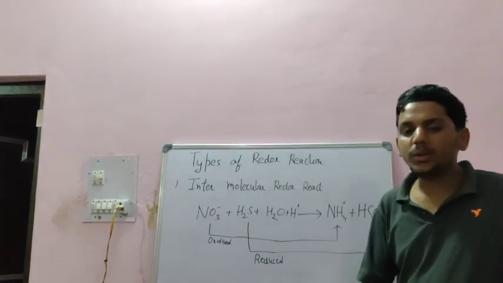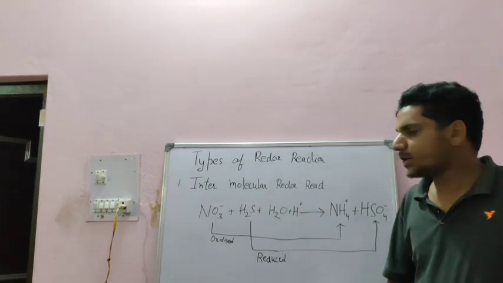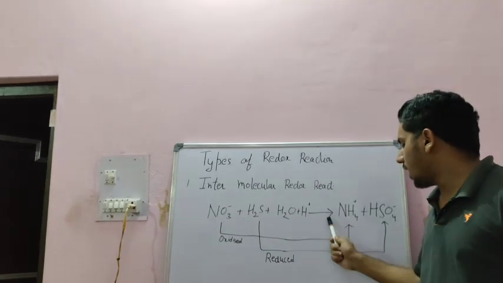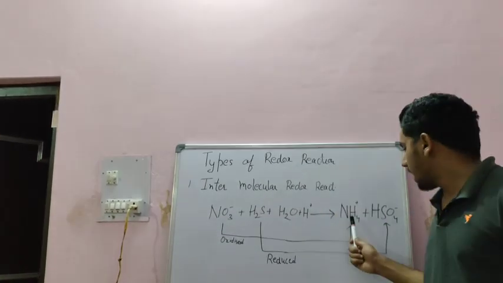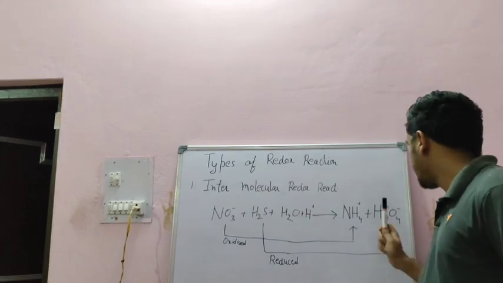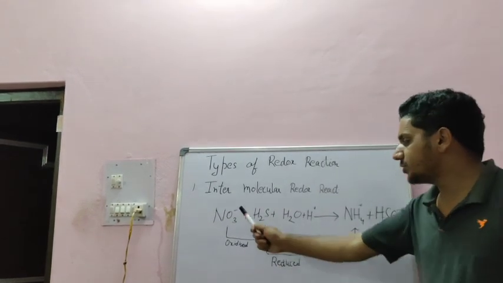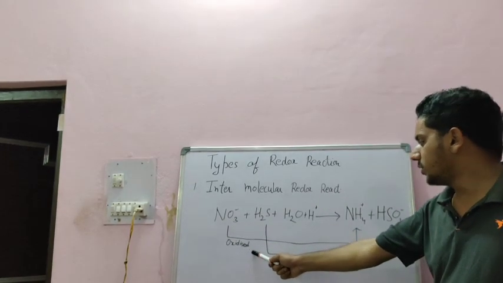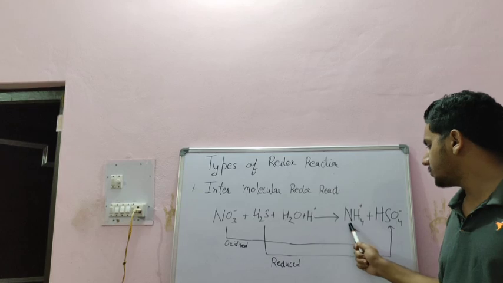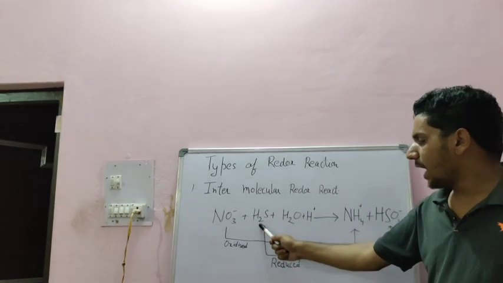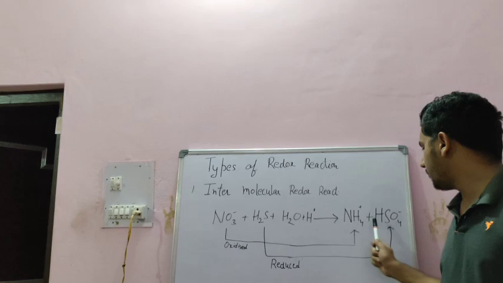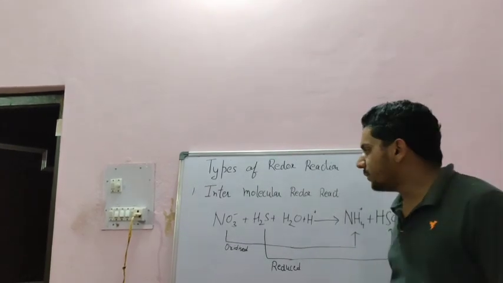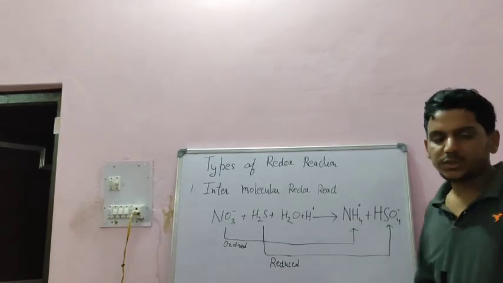This is an example of an intermolecular redox reaction, in which nitrate, hydrogen sulfide, water, and H plus ions react to form the products ammonium NH4 positive and HSO4 negative. In this chemical reaction, the nitrate ion NO3 negative loses electrons and forms NH4 positive, and the hydrogen sulfide undergoes the opposite change and forms the HSO4 negative anion. So this is an example of an intermolecular redox reaction.